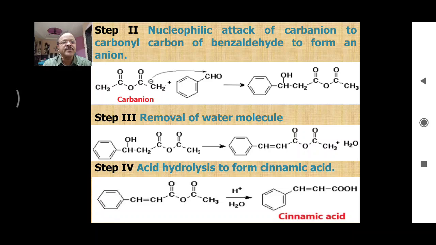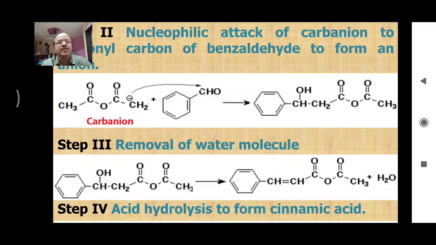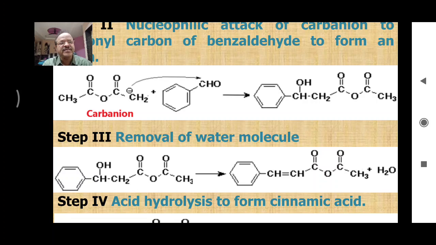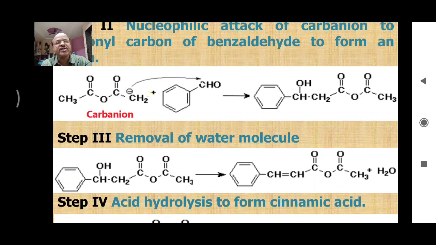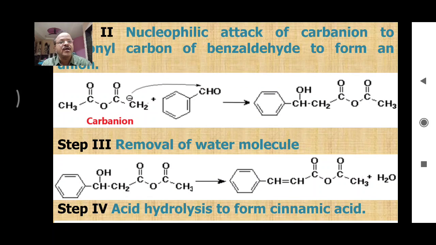The second step, nucleophilic attack of carbanion to carbonyl carbon of benzaldehyde to form an anion. So this is the carbanion. Let me zoom this again. This is the carbanion which is obtained in step number 1, and this is the benzaldehyde molecule, an aromatic aldehyde. This negatively charged carbon will form the bond with this carbonyl carbon, which is electron deficient, and we obtain this hydroxy derivative.